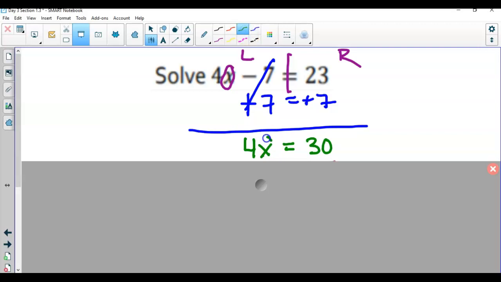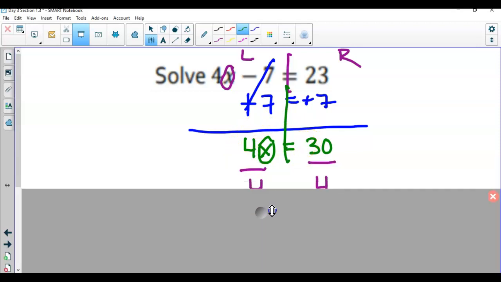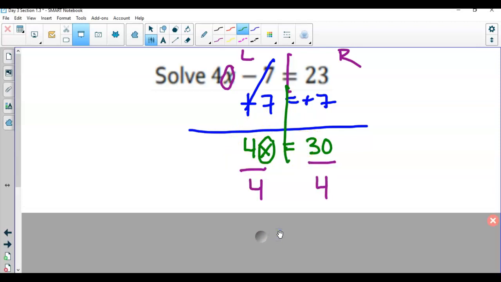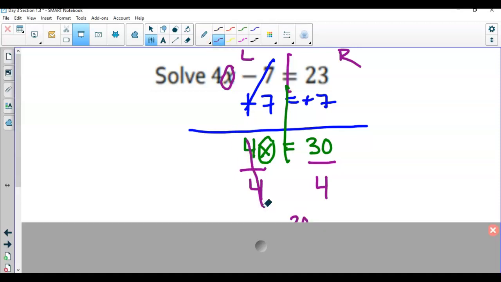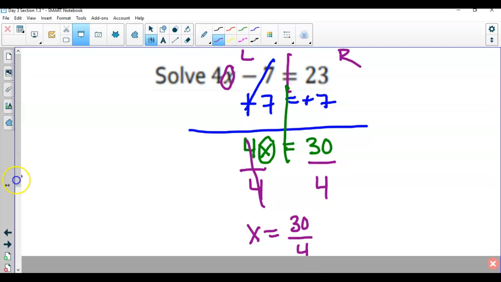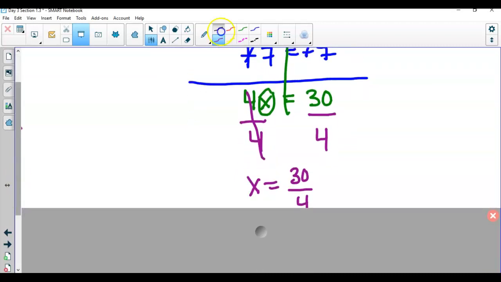Again, now I want to get x by itself on the left side of the equal sign. I have a multiplication of 4 over here, and I need to get this 4 to the right side. So I want to do the opposite operation of multiplication, and that is division. So I'm going to divide each side by 4. So I have x is equal to 30 over 4. Now x is by itself on that left side like we wanted.